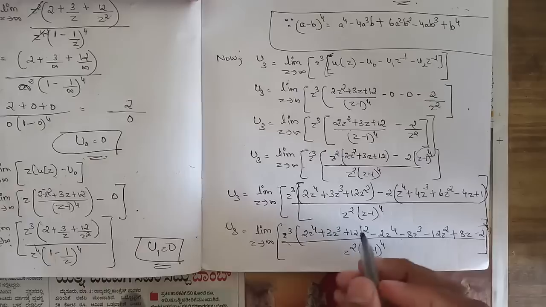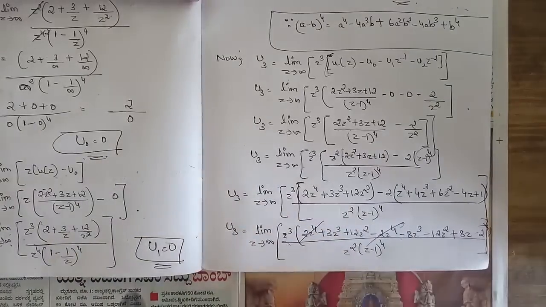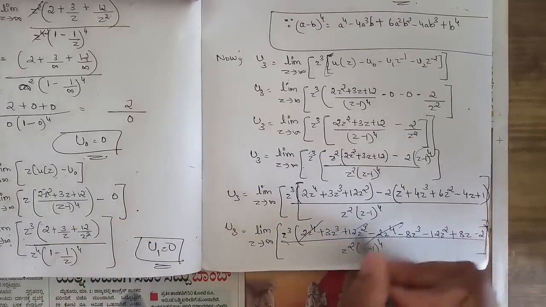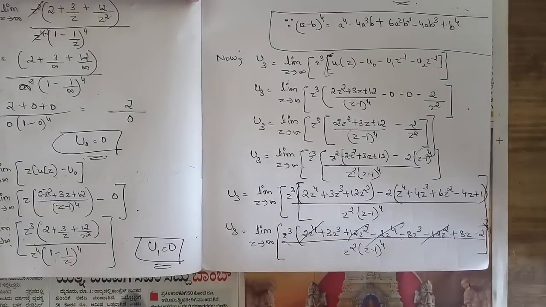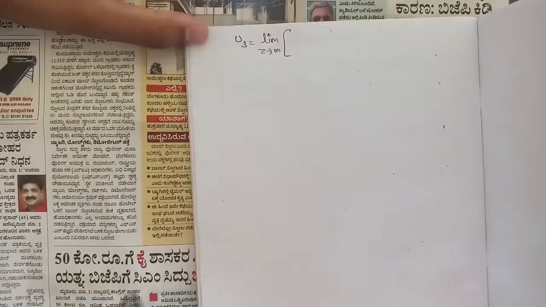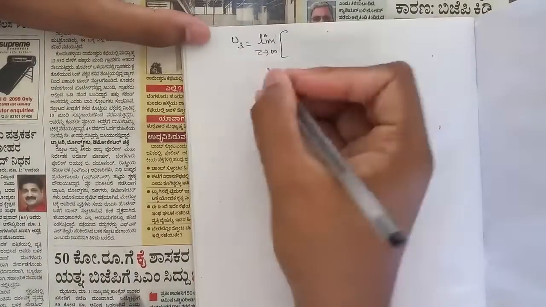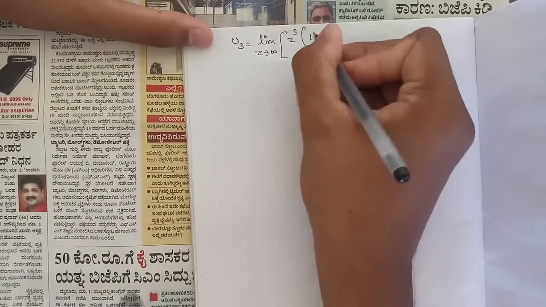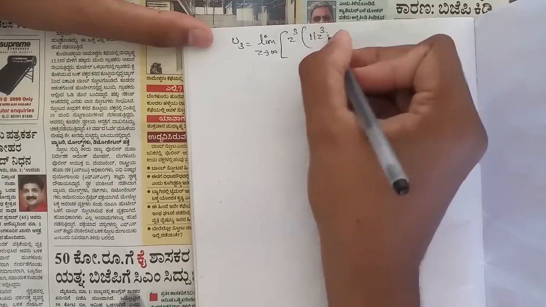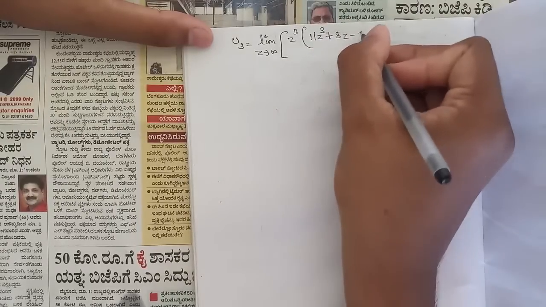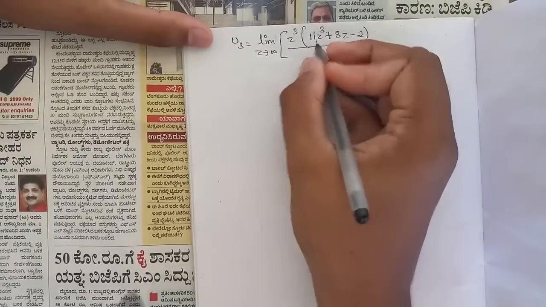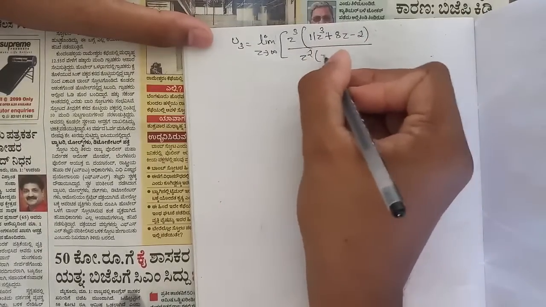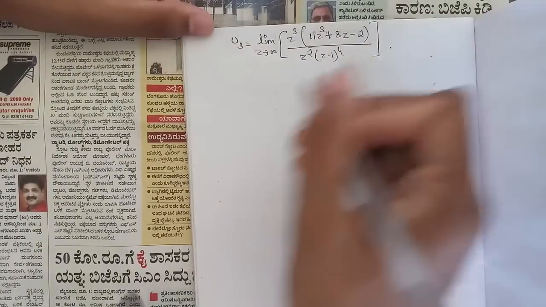So now we can cancel some of the terms here. 2z to the power 4 gets cancelled, 12z square gets cancelled, and we'll write the remaining terms. So the remaining terms are z cube is outside, 11z cube plus 8z minus 2 divided by z square into z minus 1 whole to the power 4.